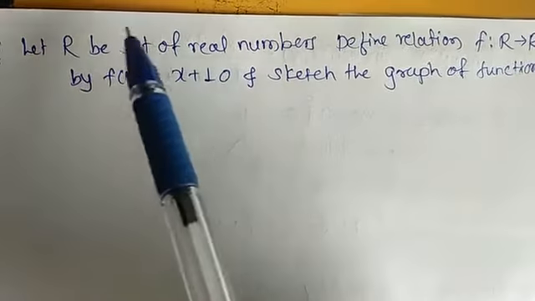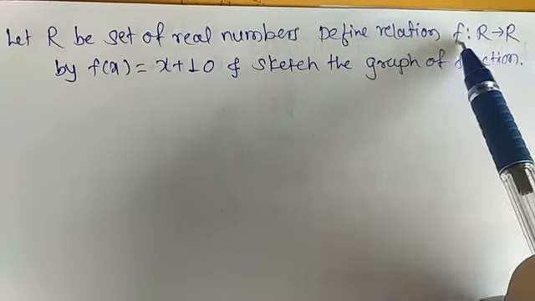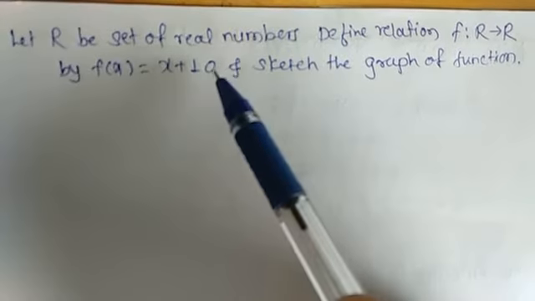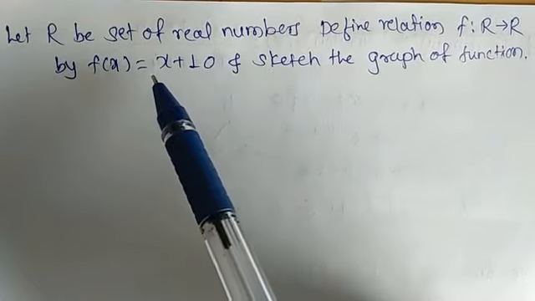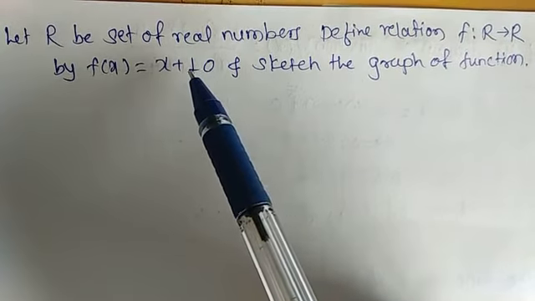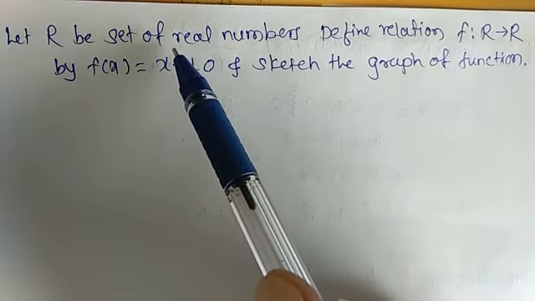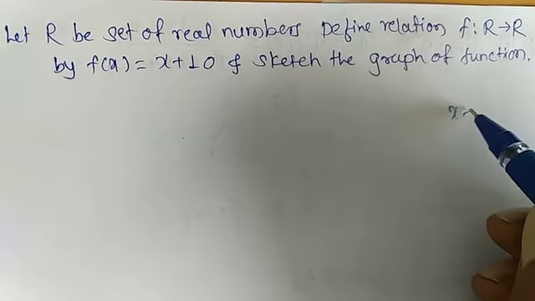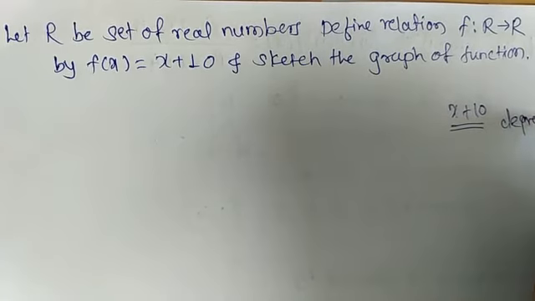Now consider the next example. Let R be the set of real numbers. Define a relation f from R to R by f of x is equal to x plus 10 and sketch the graph of the function. Here the function given is f of x is equal to x plus 10. The variable is x, and the degree of x here is 1. The equation is x plus 10 and its degree is equal to 1.